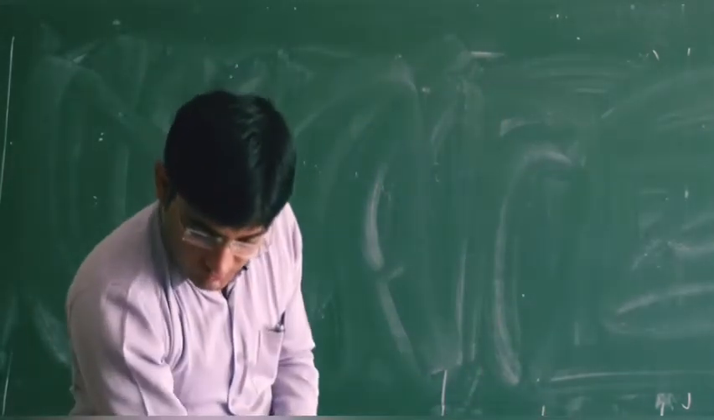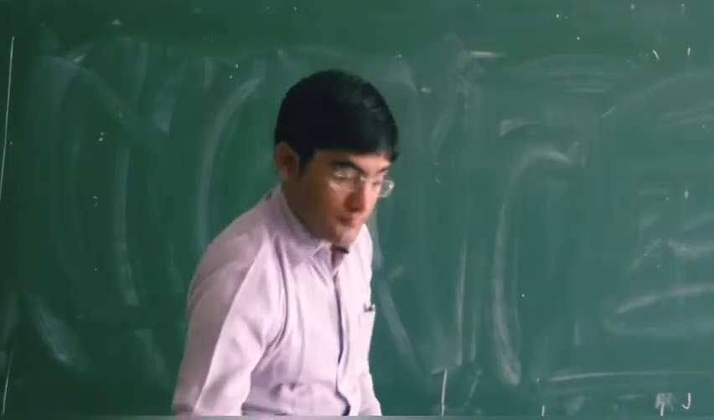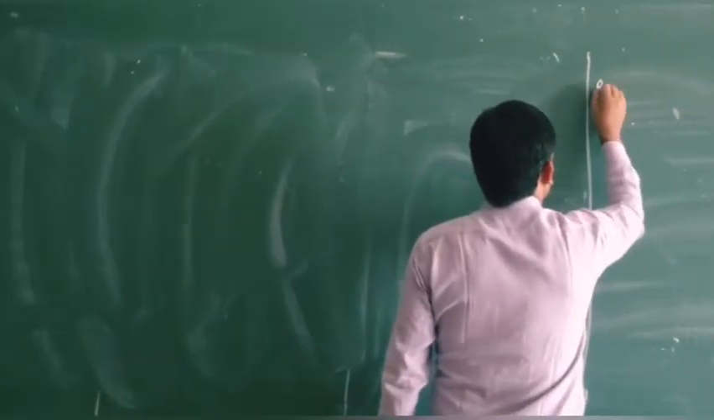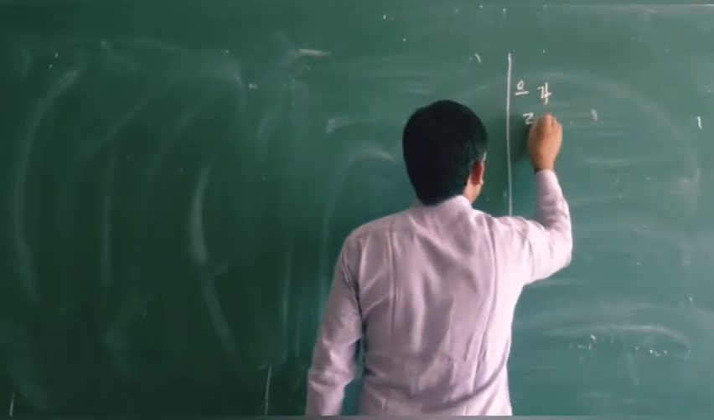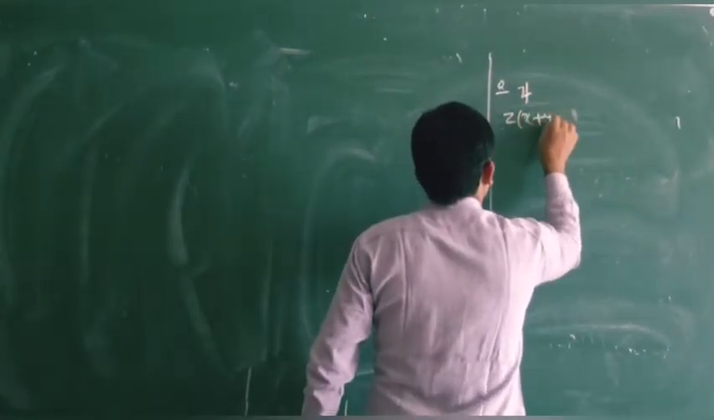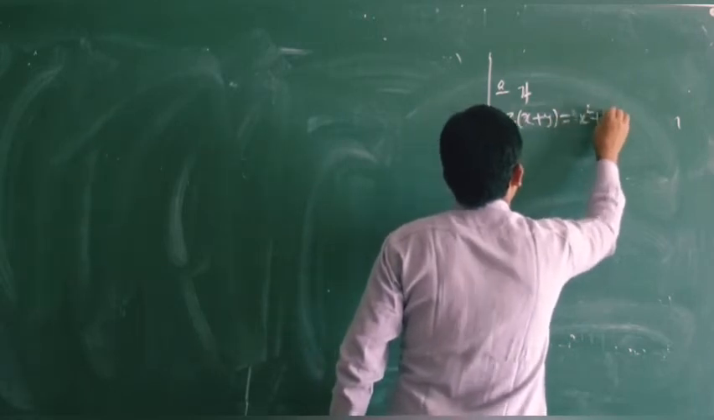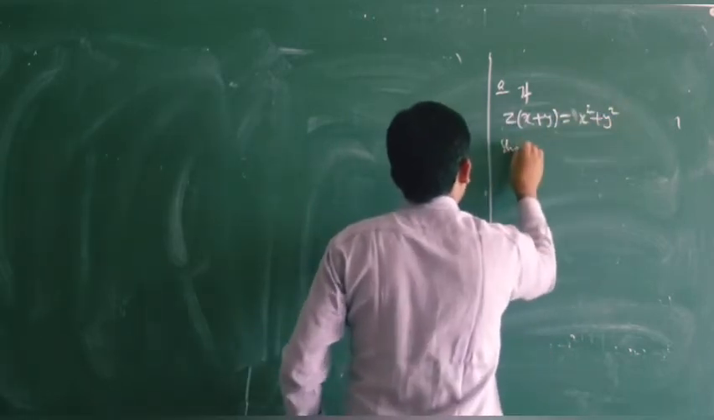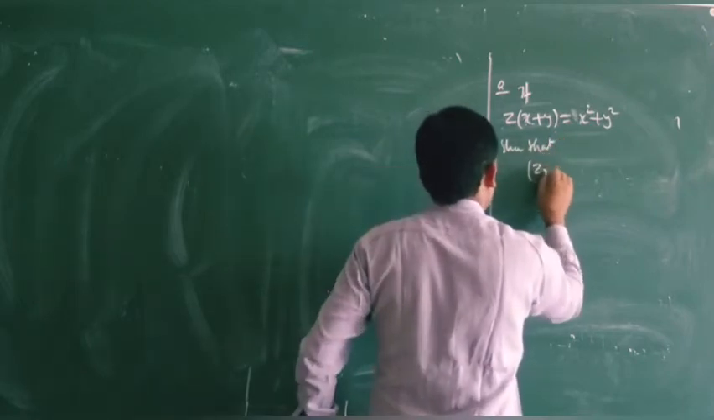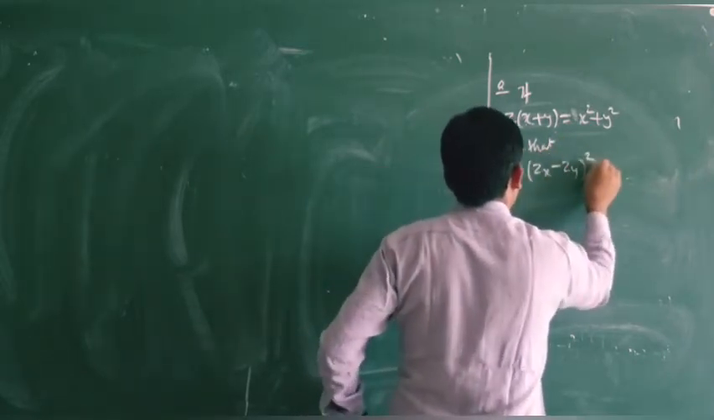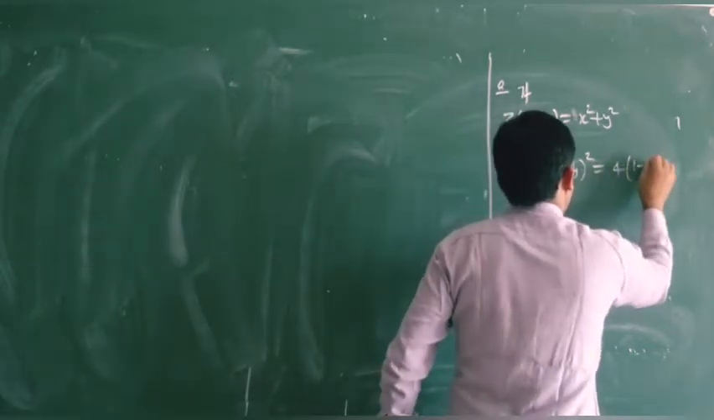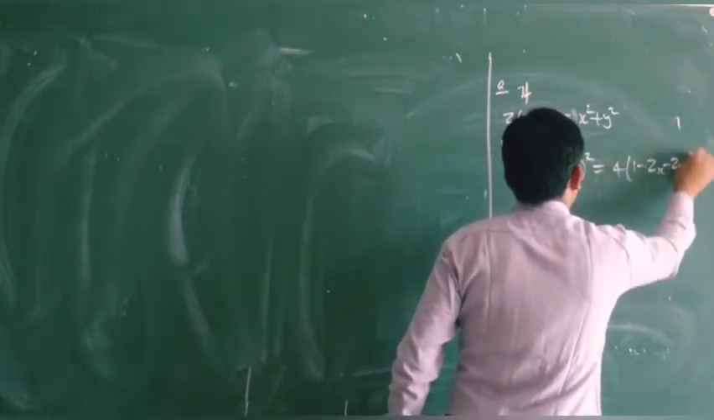then we have the question, if z into x plus y equal to x² plus y², so that your (z_x - z_y)² equal to 4 times (1 - z_x - z_y).